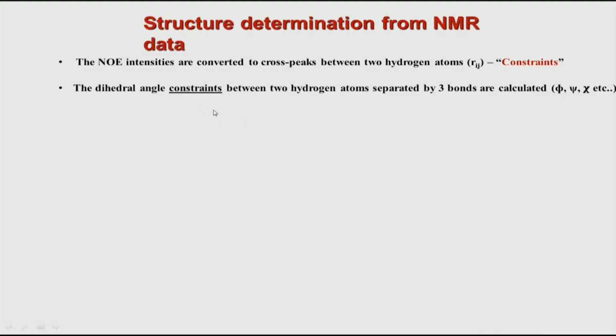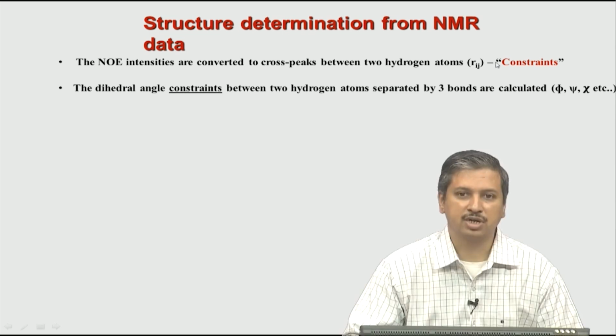As we discussed, first the NOESY intensities are converted to distance, and we use the word constraints. And why is that called a constraint? The constraint is called because we are now going to determine a 3-dimensional structure using distance as the information between the atoms. Therefore, the structure will be constrained to satisfy these distances.